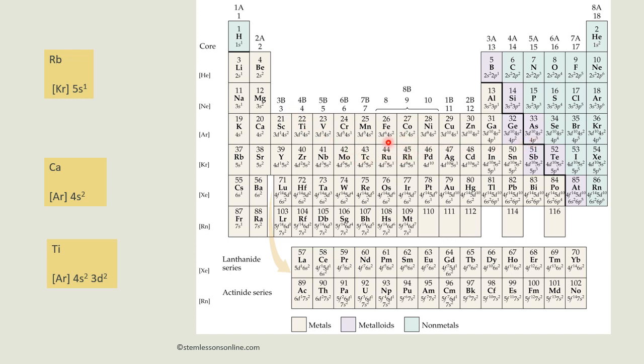And let's practice more questions. That's it about shorthand representation.